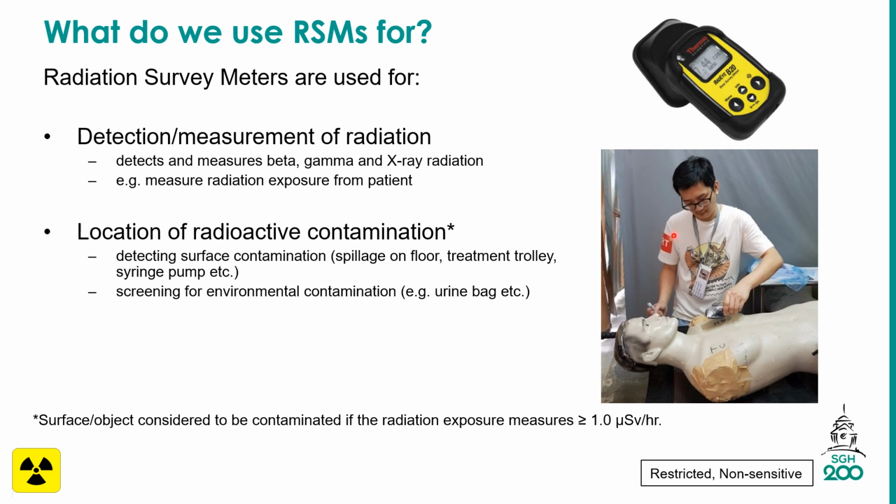So the background radiation, as you switch on, as you can see in this instrument, is about 0.44 microsievert per hour. This background is about 0.2, 0.4 microsievert per hour. But if it reaches 1 microsievert per hour, then whatever you're measuring may be contaminated.